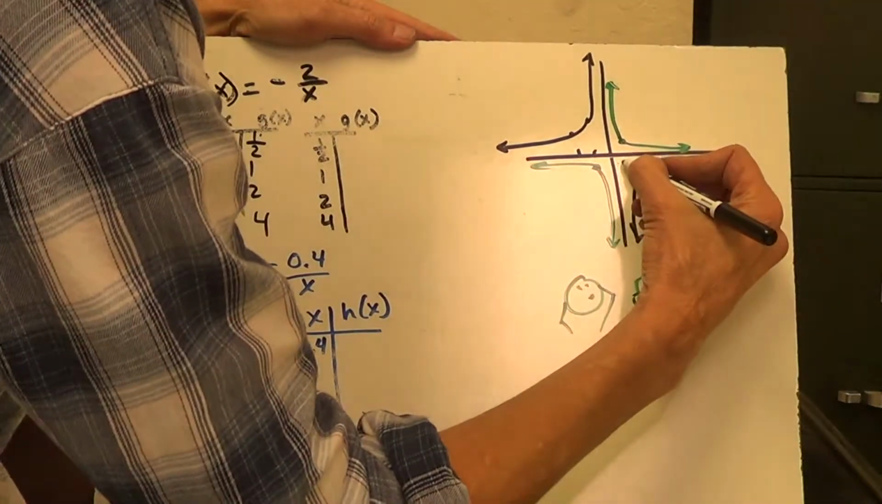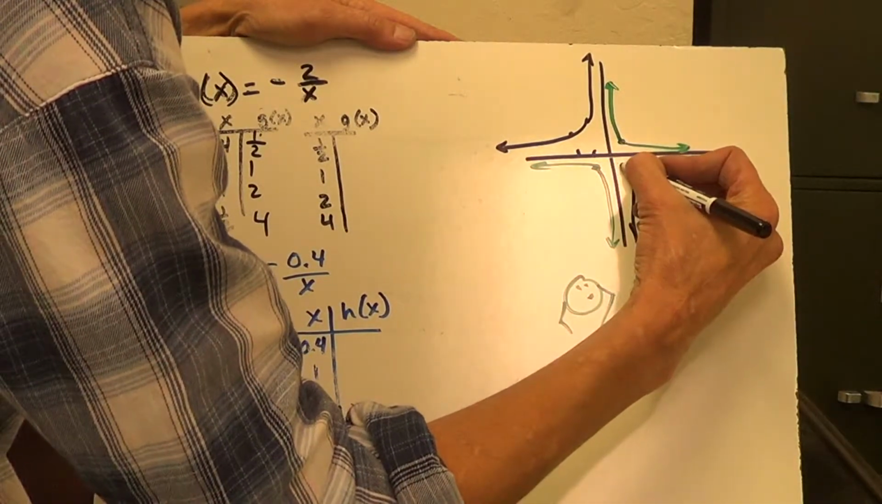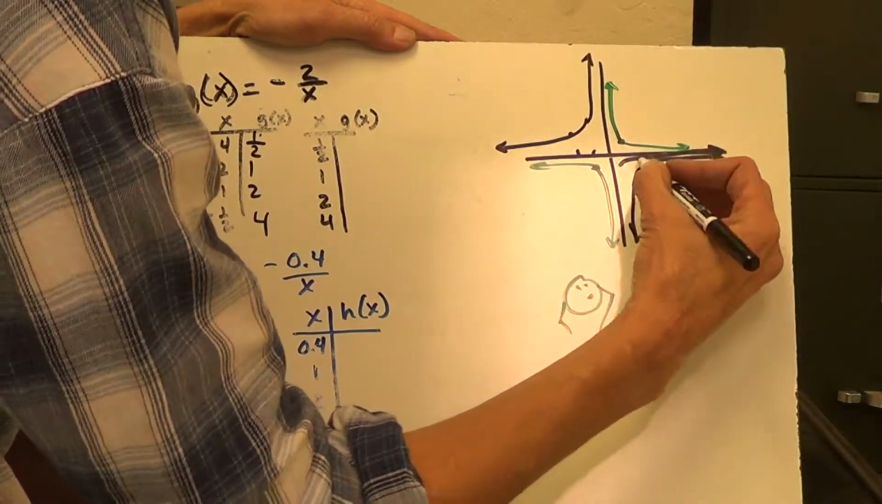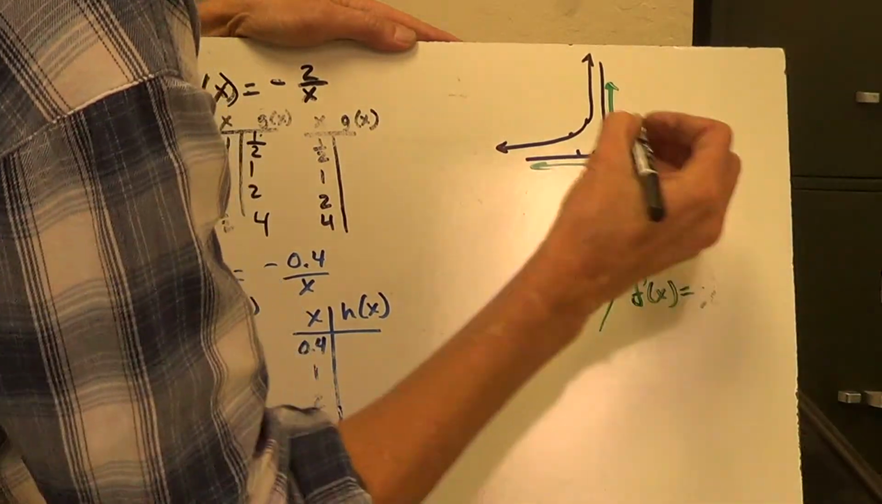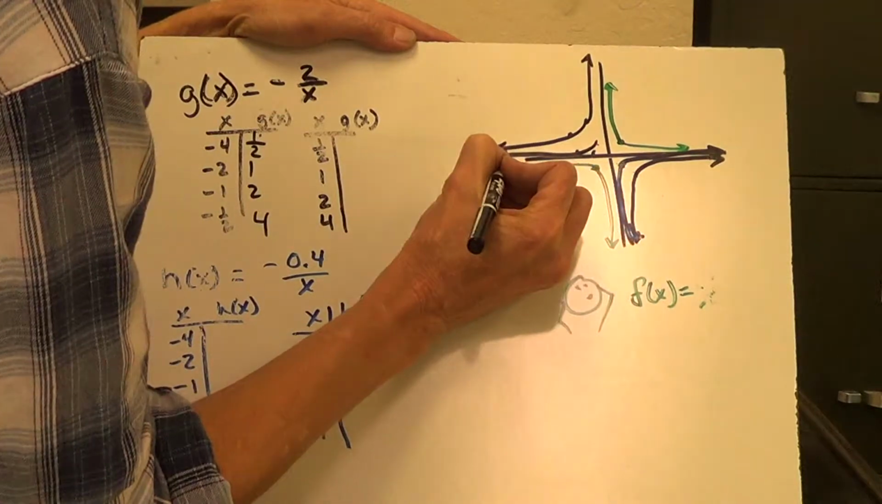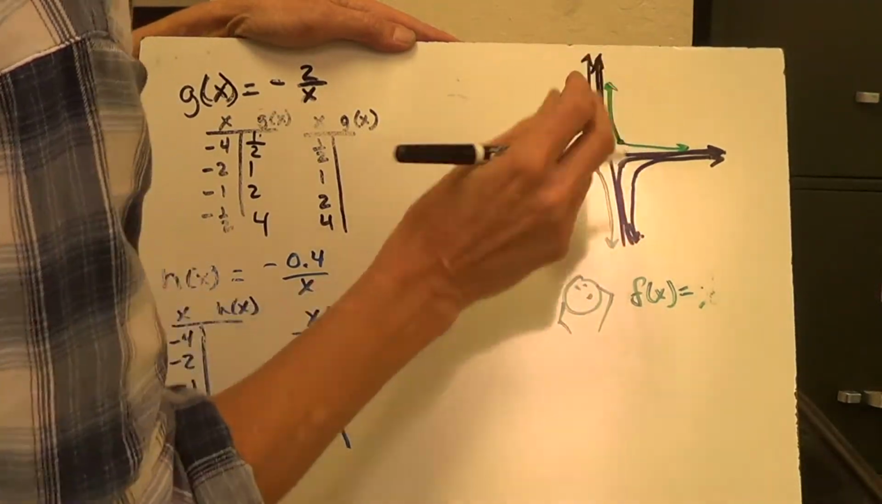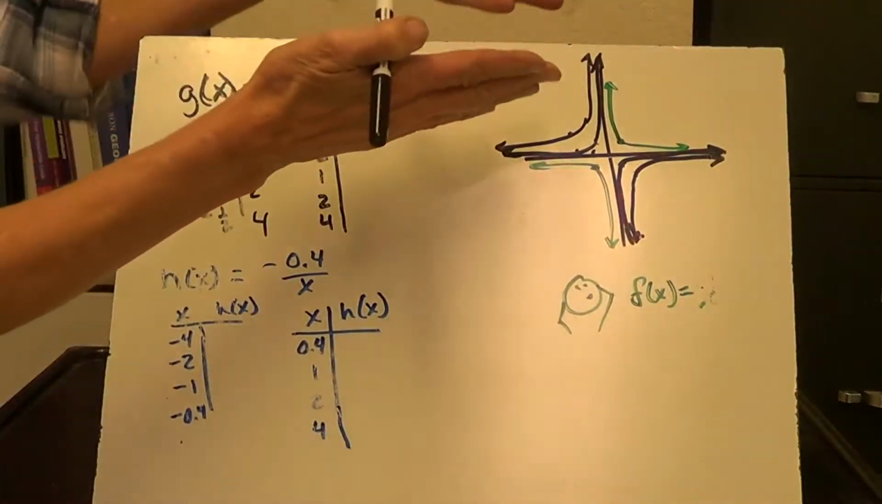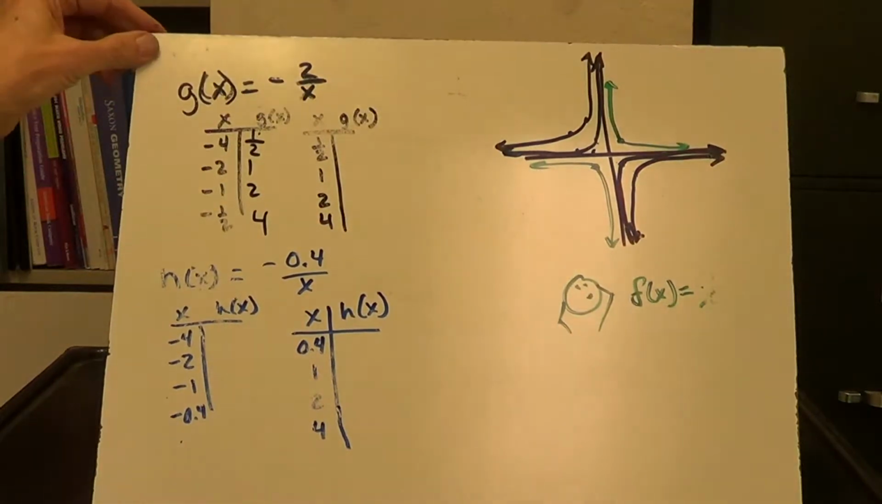Now again, a negative here, but a shrink. All it's going to do is shrink it in across this origin, but it's going to be in the second and the fourth quadrants because it's negative, and that takes my parent function and flips it over the x-axis. Okay?